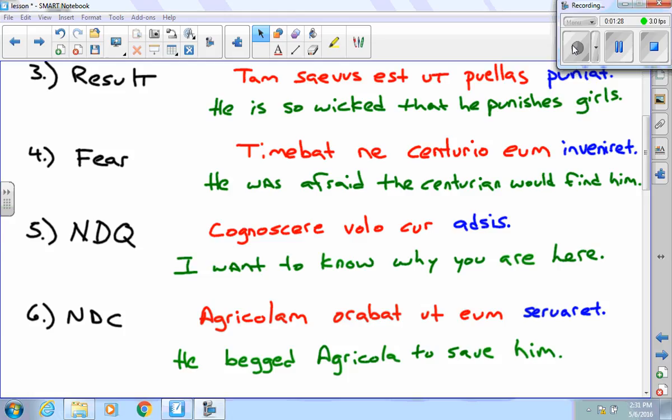Indirect command, I'm going to have an ut, also a commanding type word. In this case, I have orabat agricolam ut eum servaret. He begged Agricola to save him. This is our indirect command.